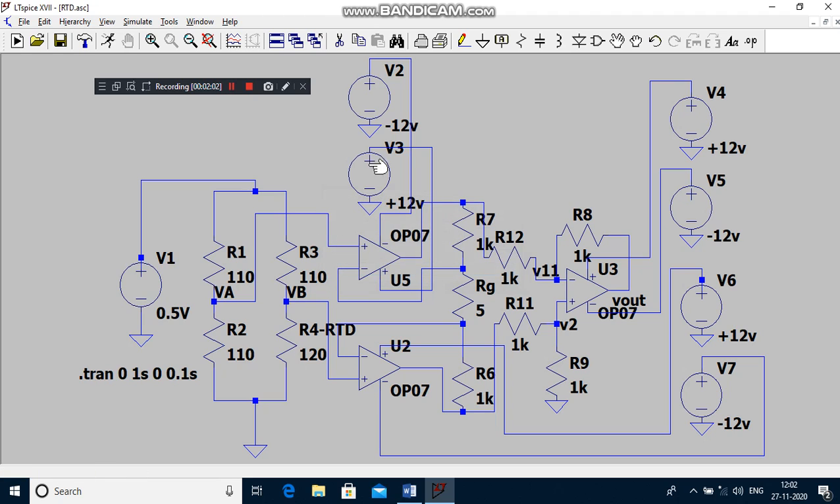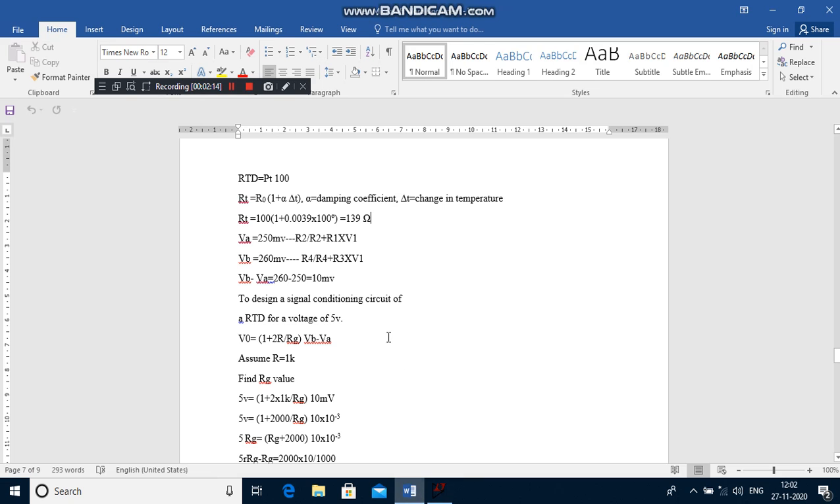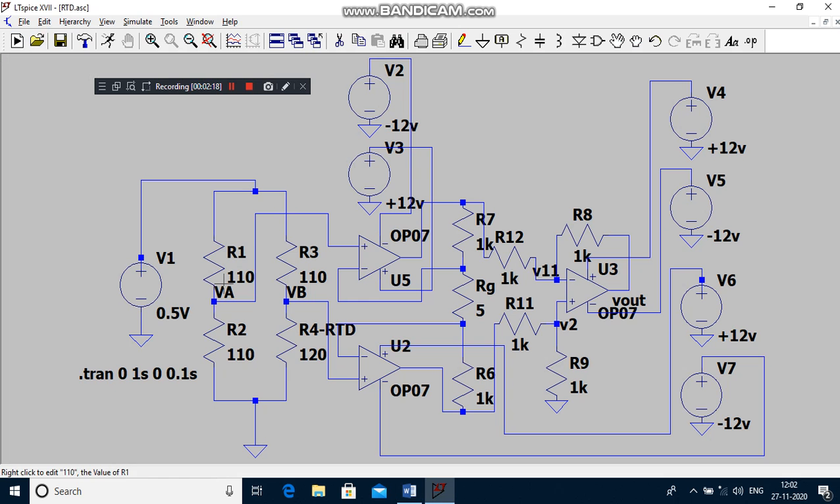So the bridge will be unbalanced and the corresponding bridge output voltage will be indicated at node VA and node VB. So how to calculate the node voltage? By applying the voltage divider rule. Okay. So what is the voltage divider rule? Opposite resistance divided by total resistance into V1, we get VA, and this procedure is the same for VB.